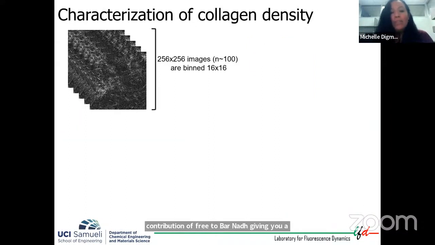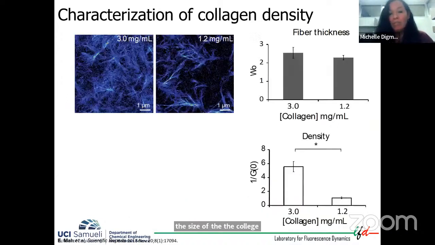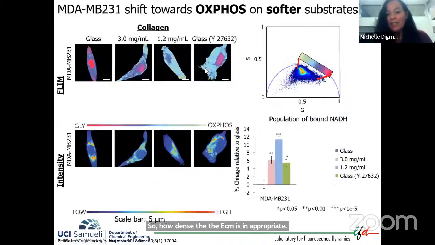Another method that we had is we can correlate the intensity across the image and obtain the standard deviation and the size, which gives us the size of the collagen structures, because in this case we're using collagen for the matrix. We have a stiff collagen structure, 3 mg per ml, and 1.2, which is a very soft material. And we can calculate the modulus of this, so how dense the ECM is. And of course, you can guess already that 3 mg is more dense than 1.2 mg, but that was confirmed quantitatively.